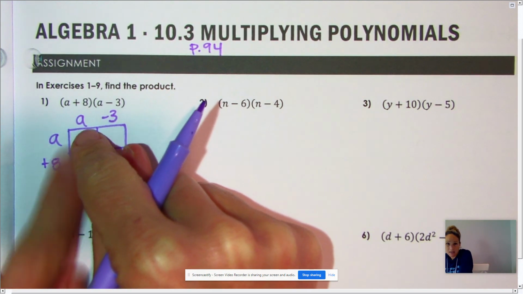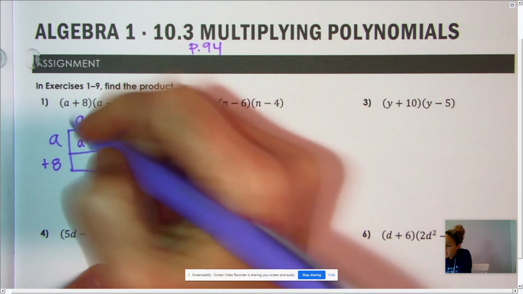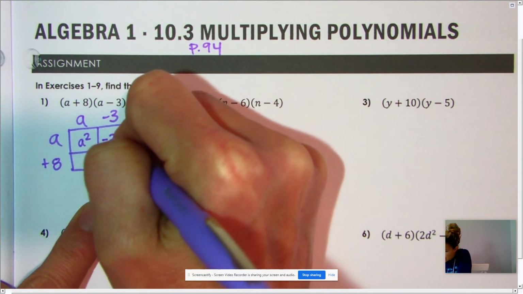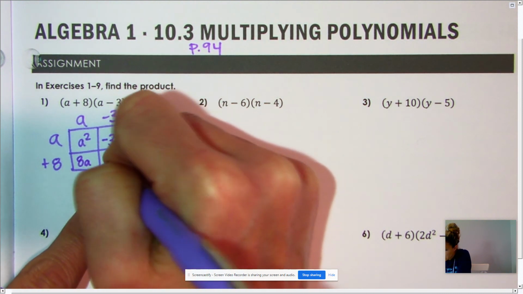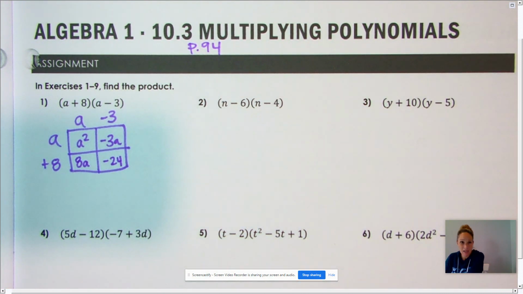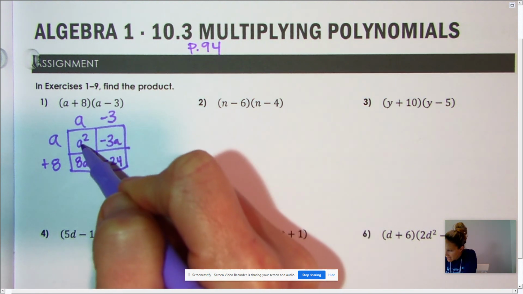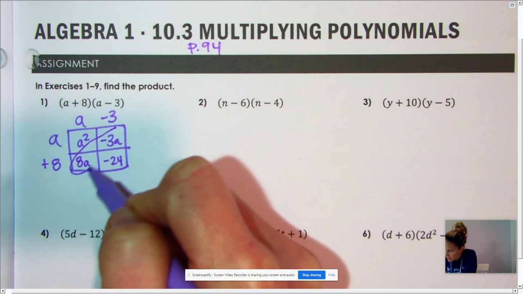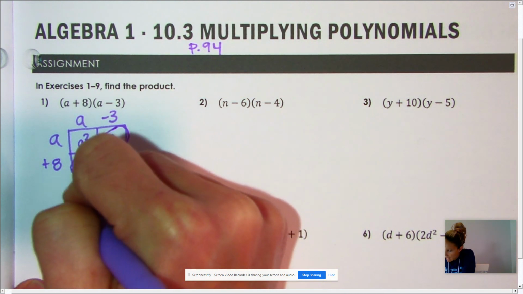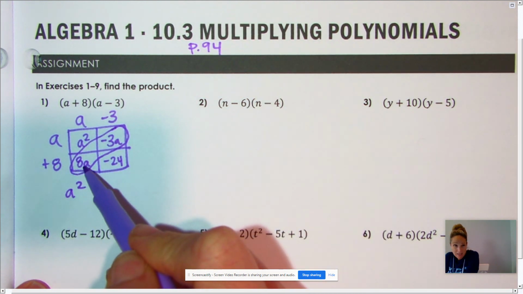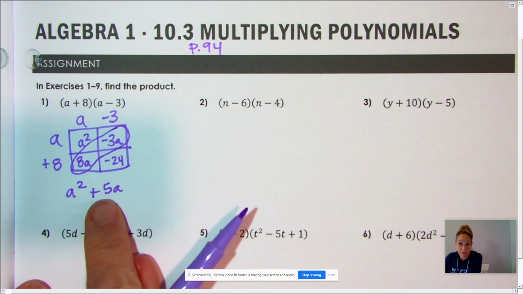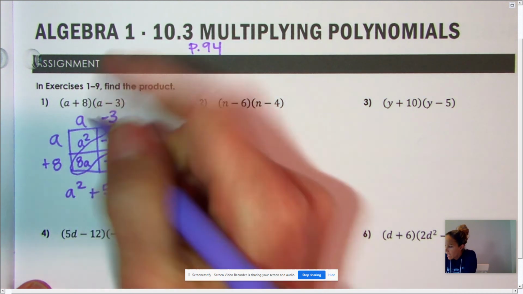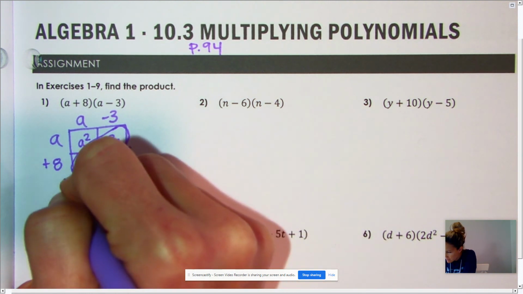So a times a is a squared. A times negative 3 is negative 3a. A times 8 is 8a. And then 8 times 3 is negative 24. We're going to combine our like terms. Remember that a squared and 24 don't have any like terms, but these ones that are in the middle do. So I'm going to write a squared. If I have 8 take away 3, that leaves me with 5 positive a's. You have to write the plus there. You cannot just stick a 5a in your answer. You have to write plus 5a, and then I'm going to copy the minus 24, and that's my answer.